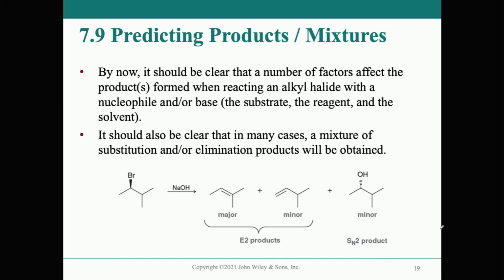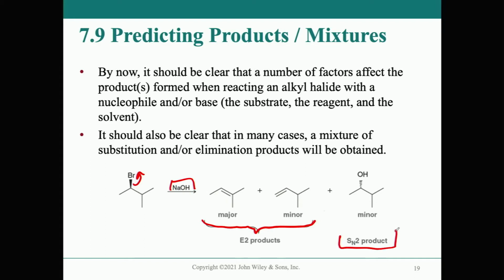So, predicting products, mixtures. By now, it should be clear that a number of factors affect the products formed when reacting an alkyl halide with a nucleophile or base: the substrate, the reagent, and the solvent. So it should be clear that in many cases, a mixture of substitution and elimination products will be obtained. I forgot to bring myself back, but that's okay because you need to see this part anyway. Again, we get another leaving group going on there. We have hydroxide as the nucleophile, or the base, here. So we get a mixture of both E2 major and minor products, and we get the substitution product as well.